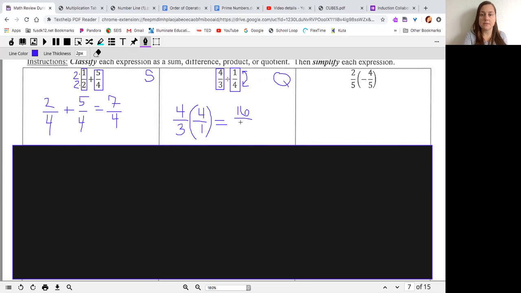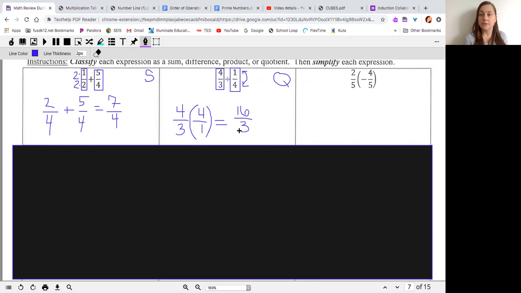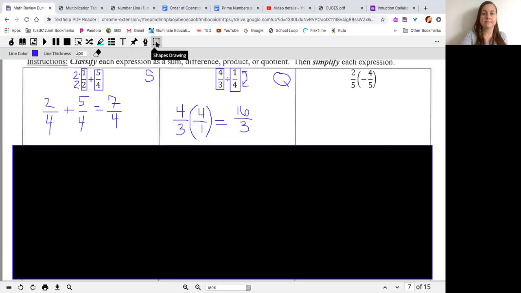And 3 times 1 is 3. Again, you do not need to convert it to a mixed number, but you can. Moving on to the next problem.